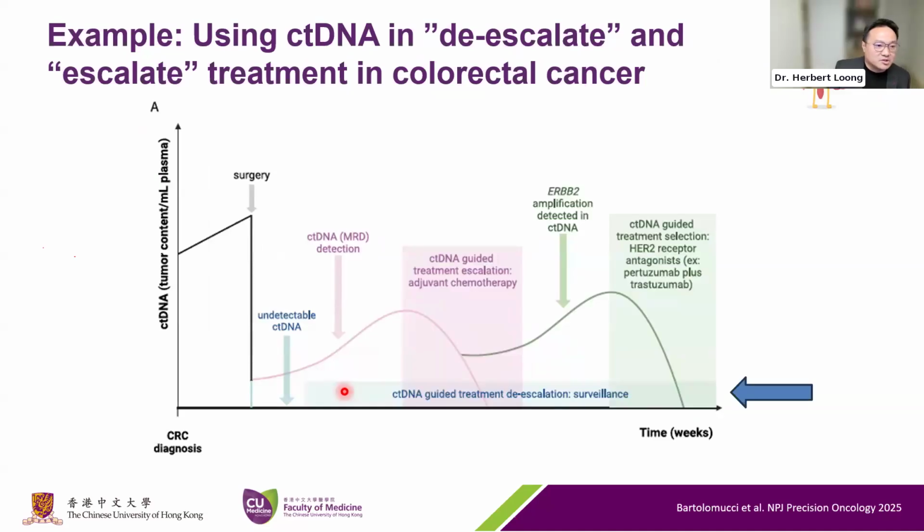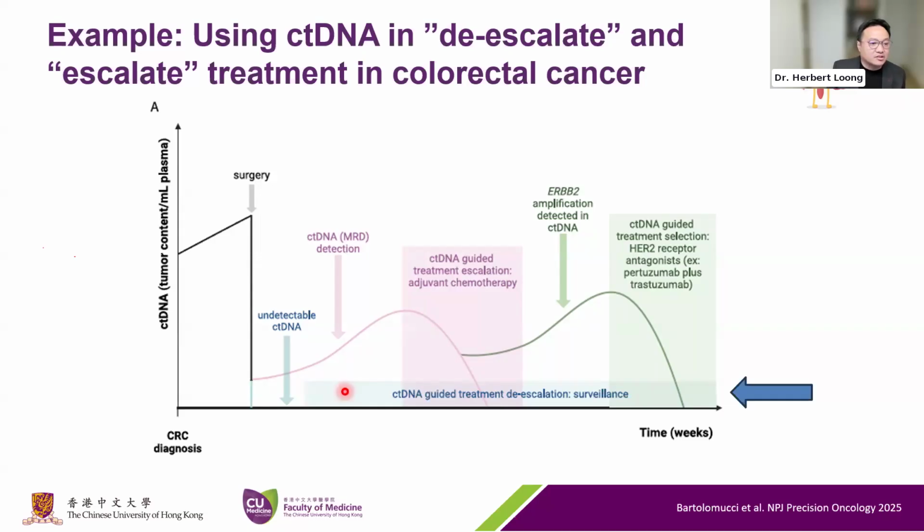Now, another potential example, and this is illustrated in colorectal cancer, is that the use of ctDNA can help us make treatment decisions, not only to increase the need for treatment, but also to potentially what we call de-escalate treatment. For example, it can give us an inkling that there isn't a detectable ctDNA, so in actual fact, the chance of disease relapse is relatively low. And in these situations, we can probably avoid giving treatment to some patients.